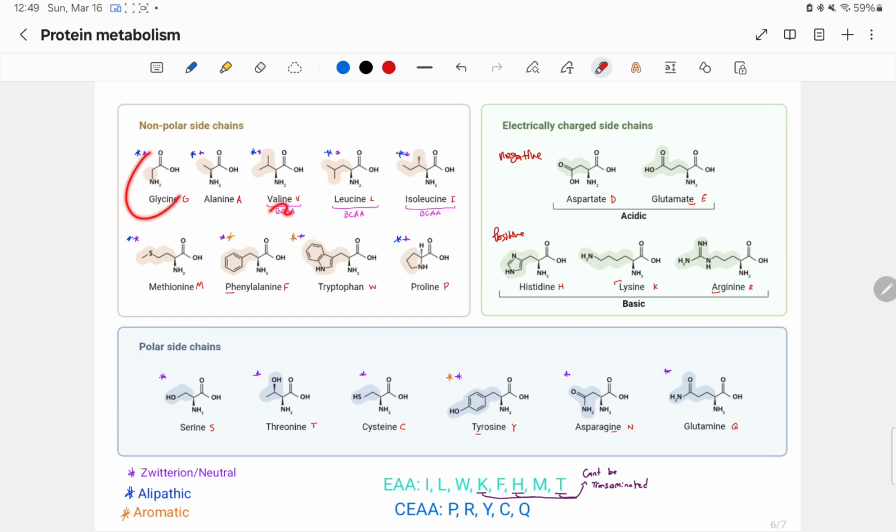So look, glycine, alanine, valine, leucine, isoleucine. I'm not going to go through all of them, but every single one of them that has this little purple coloring on it is a Zwitter ion.